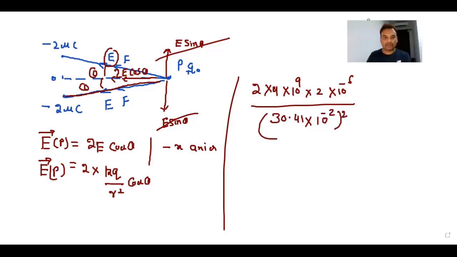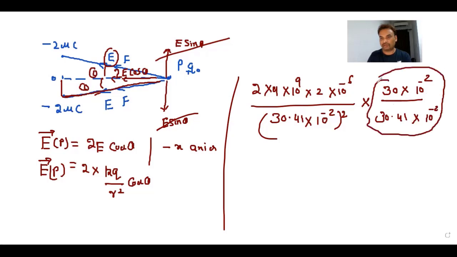Okay, so now you need to calculate cos theta. How will you calculate the cos theta? Just take this triangle. In this triangle, you find the cos theta. Cos theta is equal to base upon hypotenuse, right? So base is 30 into 10 to the power minus 2, and hypotenuse is 30.41 into 10 to the power minus 2. So this part will be nearly equal to 1. And if you do all the calculation, the final answer will be equal to 8.4 into 10 to the power 5 Newton per coulomb, right?